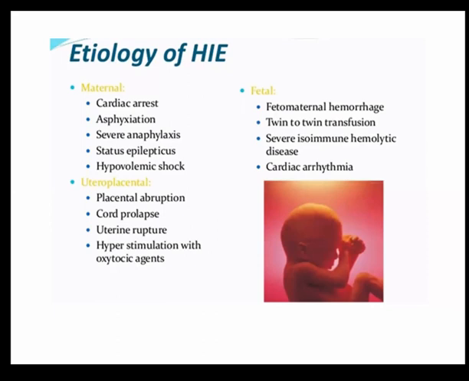There can be problems in the uteroplacental unit: there can be placental abruption, cord prolapse during delivery, uterine rupture, hyperstimulation with certain drugs like oxytocin. Sometimes there is a complication in the fetus, like fetal-maternal hemorrhage, twin-twin transfusion, severe isoimmune hemolytic disease, cardiac arrhythmias. So there are many causes.